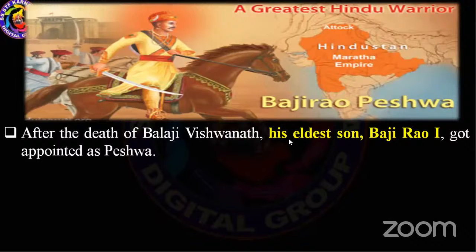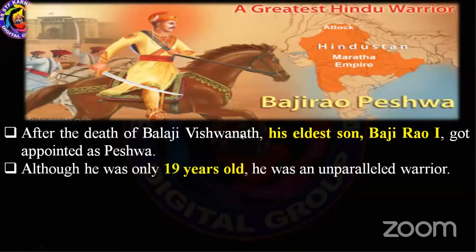Among all the Peshwas, Bajirao was an important Peshwa. He was the son of Balaji Vishwanath. After the death of Balaji Vishwanath, who was the first Peshwa of the Maratha Empire, his eldest son Bajirao first got appointed as the Peshwa.